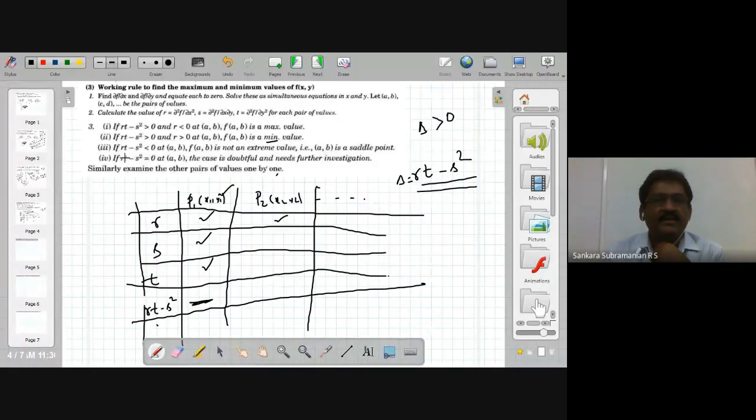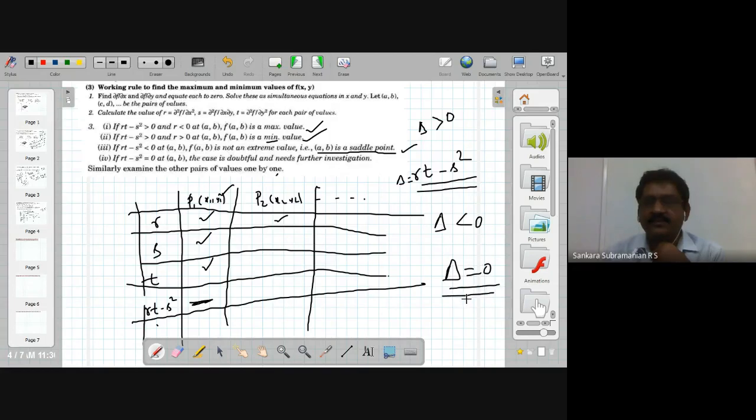Instead, if delta is not greater than 0, if delta is less than 0, then you can straightaway claim that the function at that particular point (a, b) is not an extreme value. It is a saddle point. So we get the maximum value condition, minimum value condition, and saddle condition. There is one more possibility. Sir, what happens if delta equals 0? This is a doubtful case.